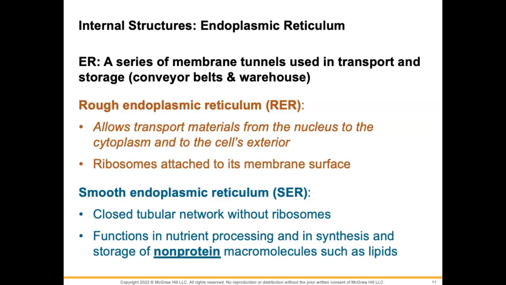We also have smooth endoplasmic reticulum, SER, and that is a tubular network without ribosomes. And the smooth ER functions in nutrient processing and in synthesis and storage of non-protein molecules, macromolecules such as lipids. So the rough ER focuses on the transport of materials, specifically proteins. The smooth ER, other things other than proteins, specifically lipids. So you should associate rough ER with proteins and smooth ER with lipids.